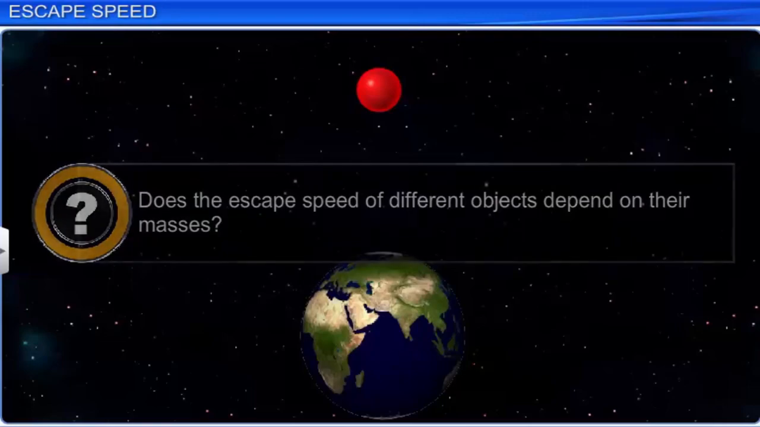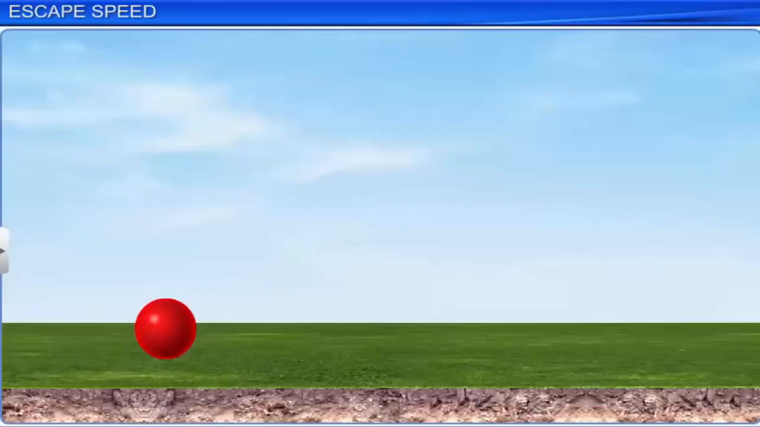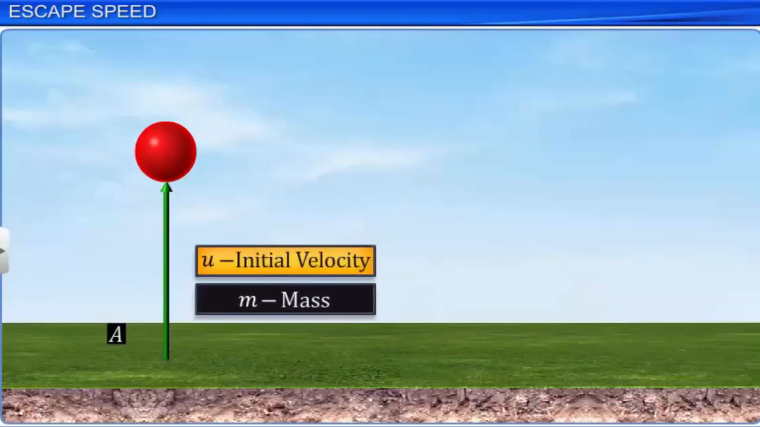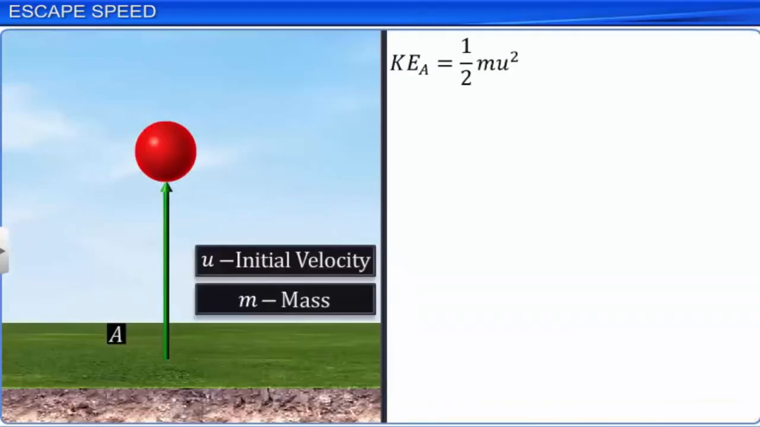Let's answer the question with the same example. Consider a position A on the surface of the Earth, from where the body of mass m is projected vertically upwards with velocity u. Then, its kinetic energy at the surface of the Earth is given by half m u square. Let this be equation 1.